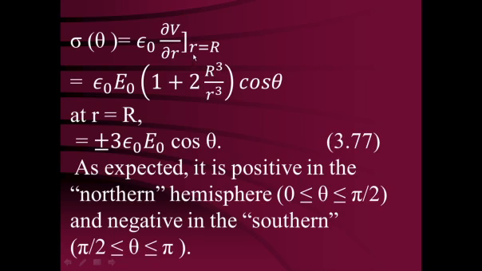Now we have to substitute small r equal to capital R. In this equation, if we convert small r into capital R, then R cube upon capital R cube cancels out to be 1. So inside the bracket, 1 plus 2, that means 3. So at r equal to R, sigma is 3 epsilon 0 E0 cos theta. As expected, it is positive in the northern hemisphere.